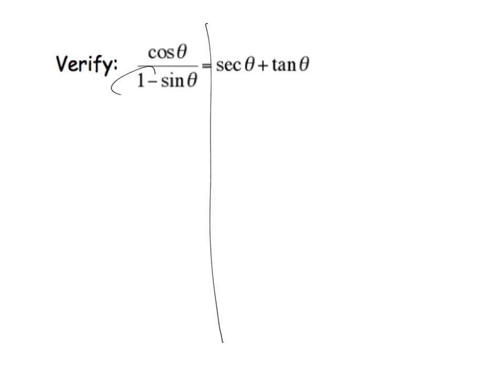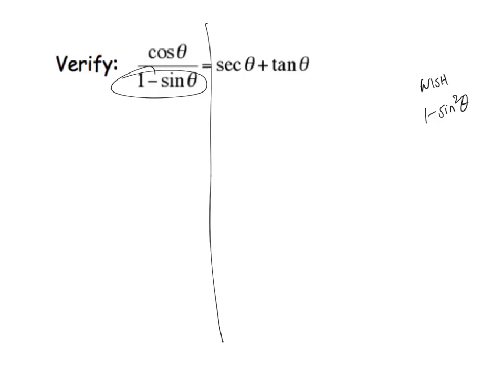When I'm looking at the bottom, I really, really wish that it was 1 minus sine squared theta, because that would be a Pythagorean identity. And 1 minus sine squared theta would equal cosine squared theta. But that's not what I have here. I don't have a sine.